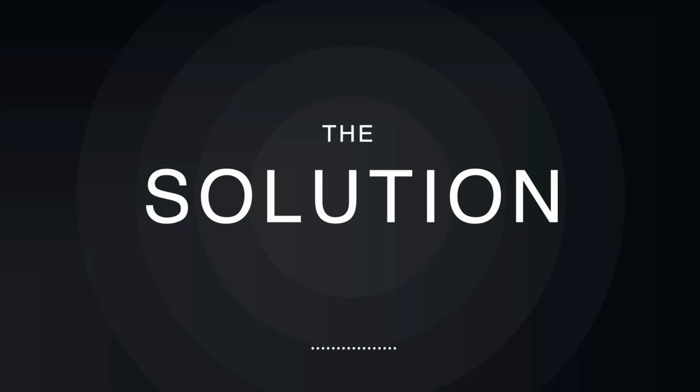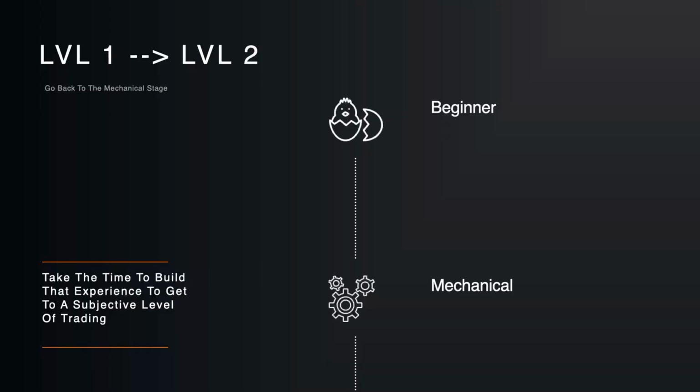And if you really look at it in hindsight, every strategy is borrowed, but people make it their own through back testing, putting in the reps with that strategy, and making their own subjective reasoning. So now, like I said, the solution, similar to what I just summarized: the goal is just to go from level 1 to level 2. The goal is to go back to the mechanical stage.